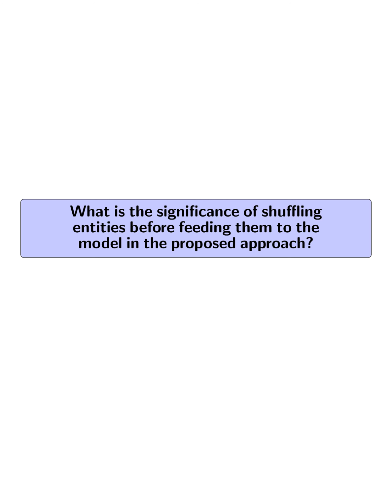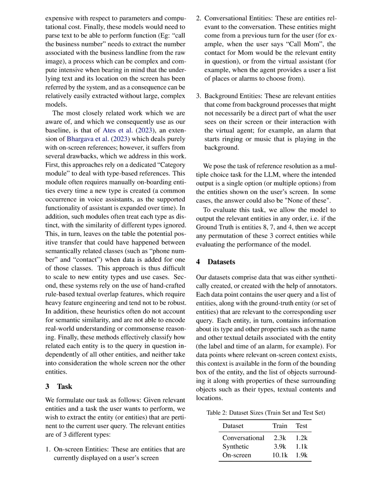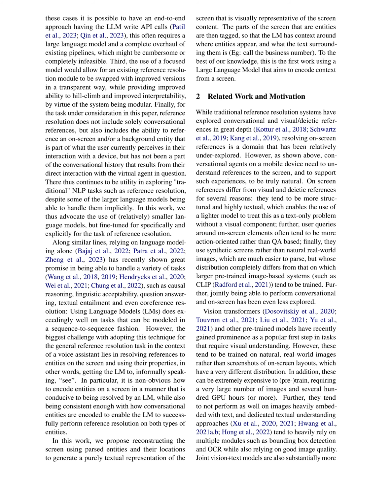What is the significance of shuffling entities before feeding them to the model in the proposed approach? Shuffling entities before feeding them to the model in the proposed approach is significant because it prevents the model from overfitting to specific entity positions. By shuffling the entities, the model is forced to learn the relationships and context between entities in a more generalized manner, rather than memorizing the order in which they appear in the input data. This helps the model to better understand and resolve references, regardless of the position of the entities within the input, leading to improved performance and generalization on the reference resolution task.